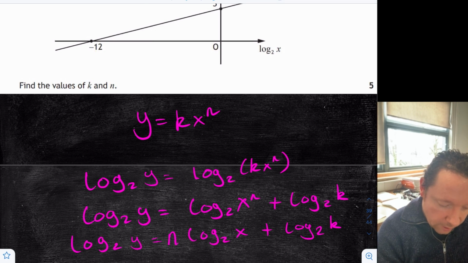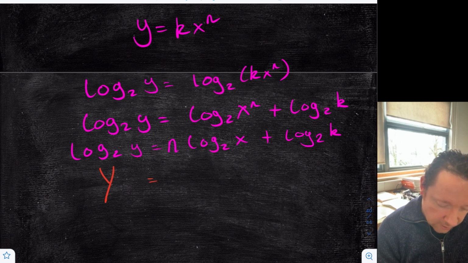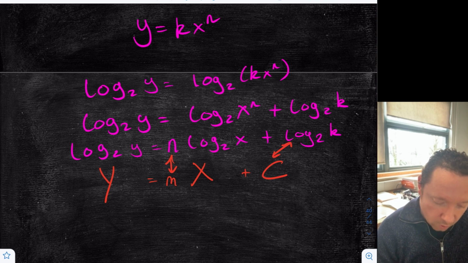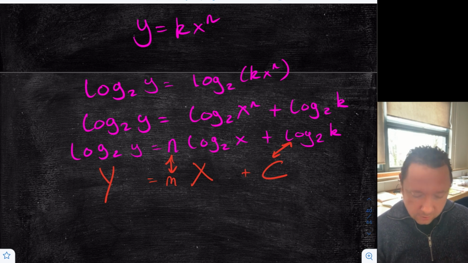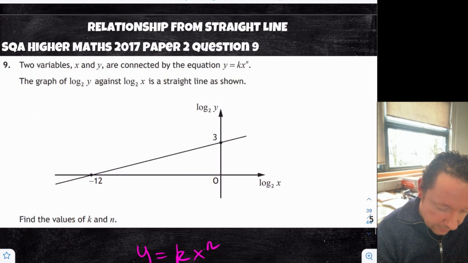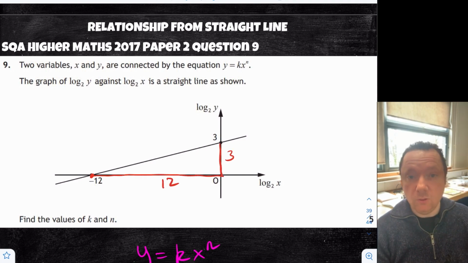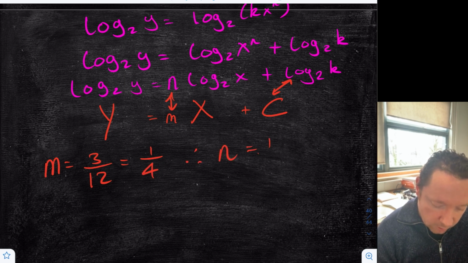And that looks like now y equals mx plus c. That's like your big Y, that's like your mx plus c. So our gradient is equal to our n, and our c is equal to our log 2k. So if we can find the gradient, we know our n, and we can find c with where it cuts the y-axis, we know log 2k. So let's look at our graph. So for our gradient, we've got along 12 and up 3, so 3 over 12. So our gradient is equal to 3 over 12, which simplifies to 1/4, and therefore n equals 1/4.